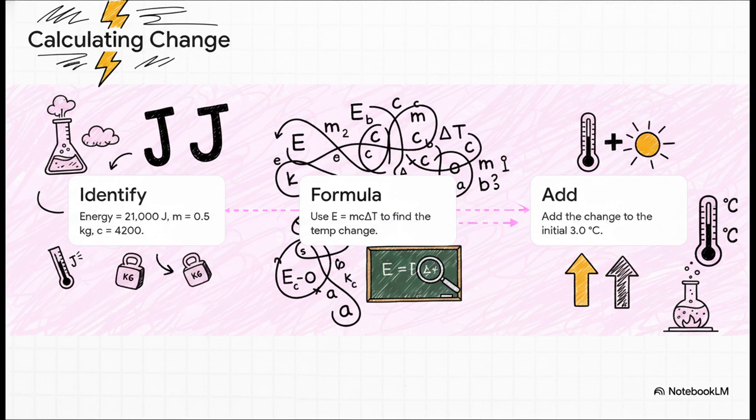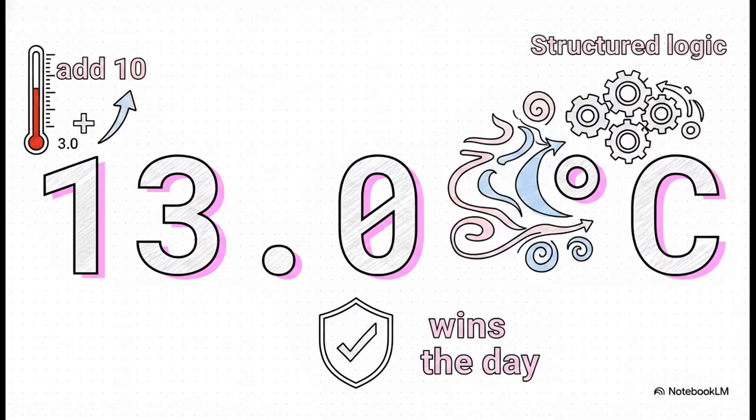But wait, step 3, we are not quite done. We have to add that change back to our starting temp. Remember, we started at 3.0 degrees Celsius. Add that calculated 10-degree bump, and we land perfectly at our final answer, 13.0 degrees Celsius. See? Step-by-step logic wins every single time.